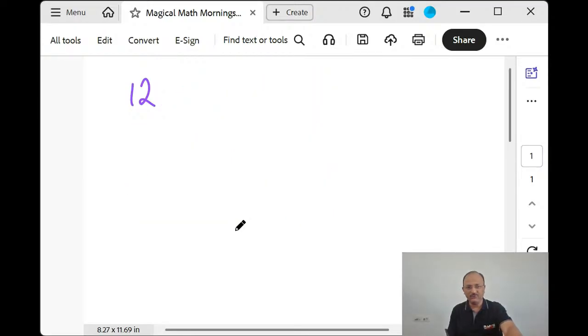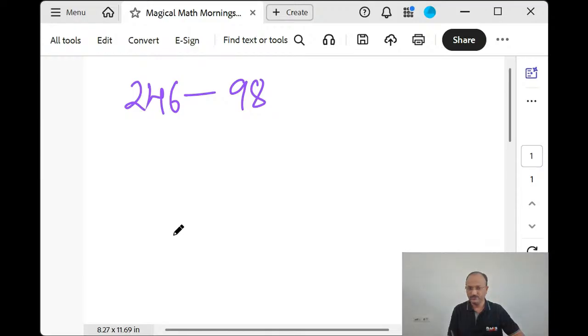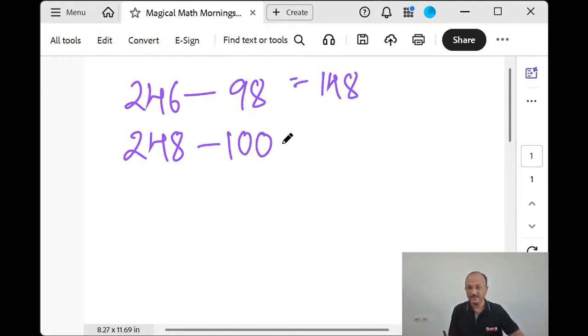Suppose what to do if it is numbers in hundreds. 246 minus 98 we want to do. What we do? This is 2 less than 100. So how do we rewrite? Rewriting, we need not do it on paper. I'm writing here just to explain to you. Okay. This is equivalent to 248 minus 100, correct? So what is the answer? 148. Okay. Very simple.